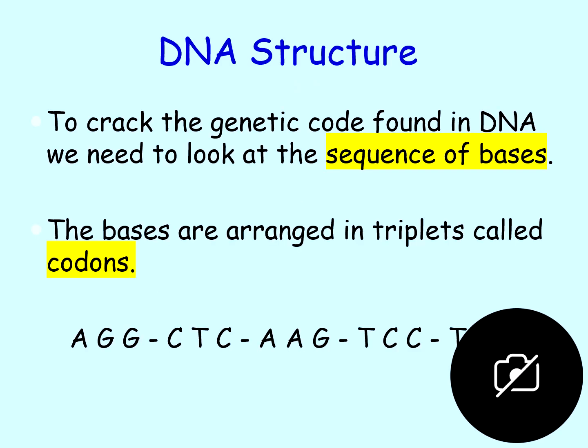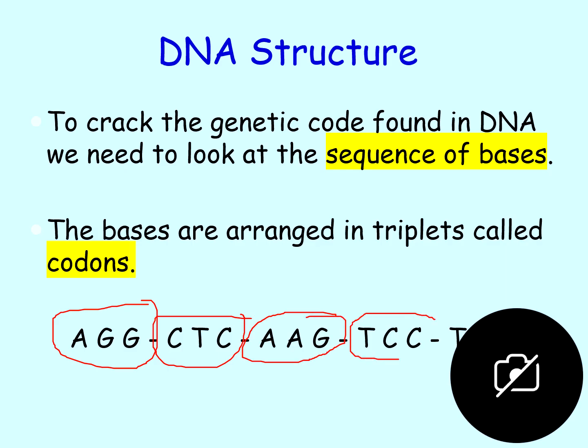To crack the genetic code found in DNA, well, we have to look at the sequence of bases. That's what's super important here. And the bases are actually arranged in triplets, and we call those triplets codons. So down here, we have 5 codons. I've got AGG, that's one codon. CTC, that's one codon. AAG, that's another codon. TCC, that's a codon. So each one of these is a codon, okay? It's a set of 3 bases. If you're not quite yet done, go ahead and pause because I'm going to move forward.